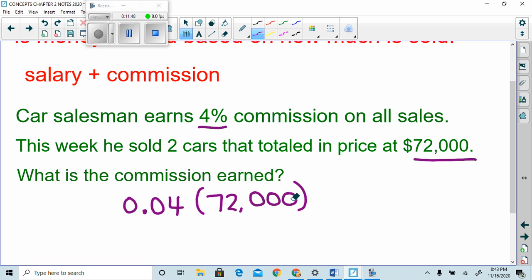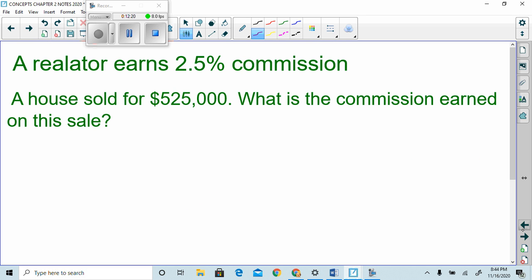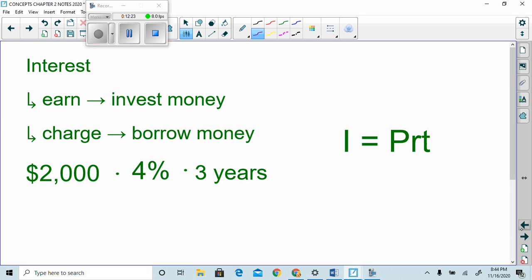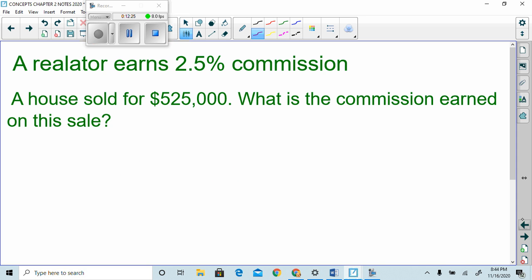Once again, pull out your calculator, and this will be one of those lessons where I say, yes, calculators are permitted. We'll take our 72,000 and multiply that times the 4 hundredths, and we find out that the commission is $2,880 for selling those two cars. And so that is what the salesperson earned. I can go into talking about other commission, talk about interest, and we'll get to those in class.